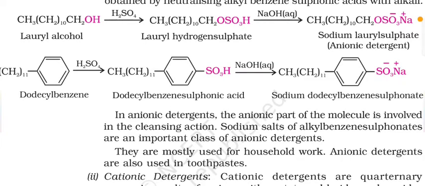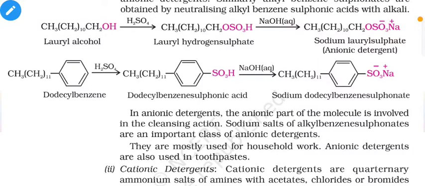Now why is anionic mentioned? Because when we dissolve this compound in water, it will separate from the Na+. So we have CH3(CH2)10CH2OSO3- ions present inside the water, and it will act as detergent, and Na+ will separate out from it. That means we have a negative ion which will act as the detergent ion.